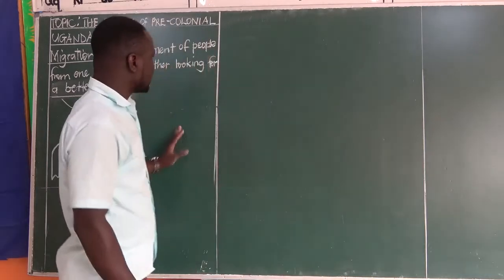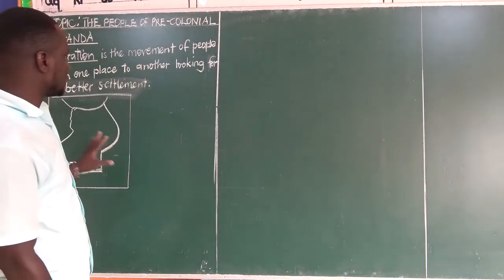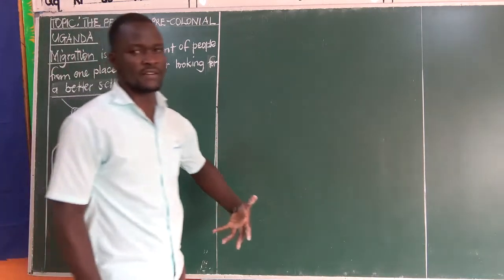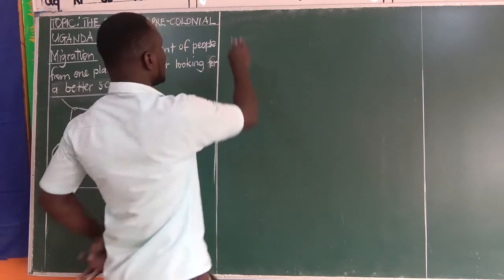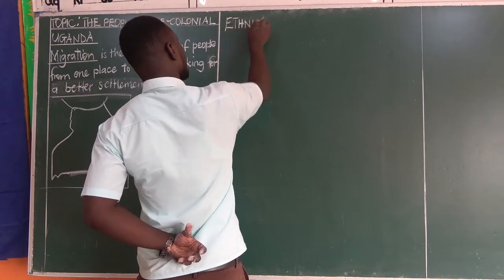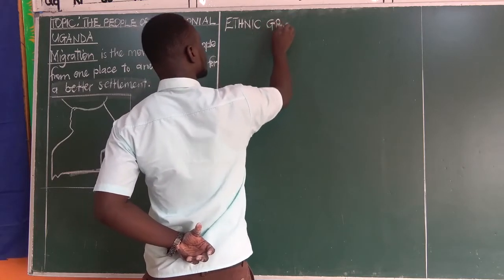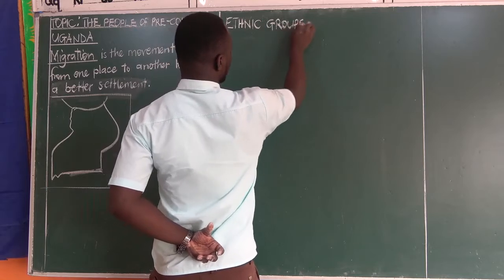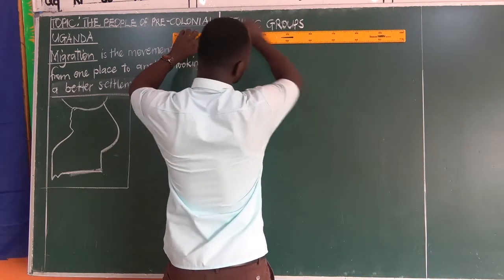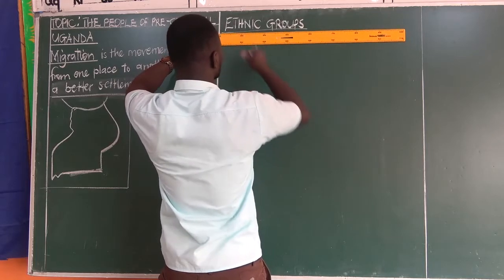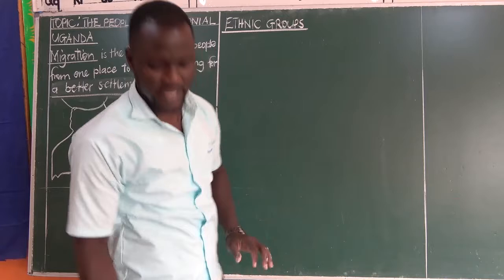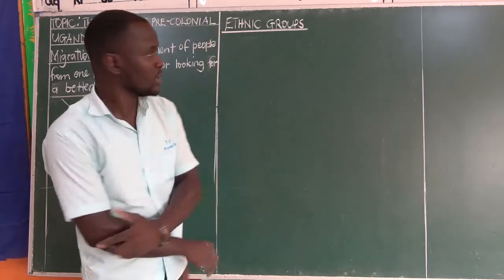So, before the coming of the colonialists, we need to note that there are people who migrated from different parts of Africa into Uganda. Those people form what we call the ethnic groups. So we are going to have these ethnic groups migrating from one place to another.